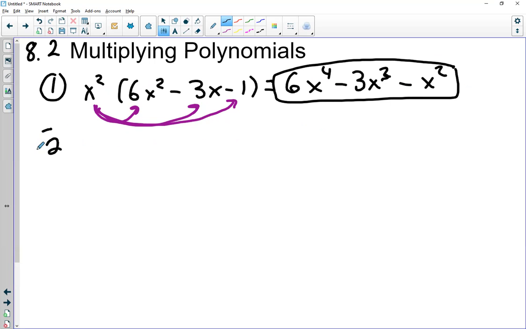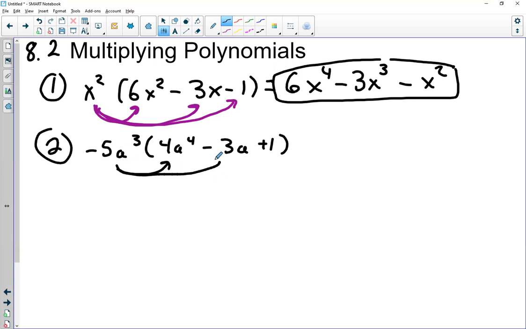For example, number 2. -5a cubed times 4a to the 4th minus 3a plus 1. Here, I'm going to take this -5a cubed, distribute it here, here, here. So it's going to be -20a to the 7th plus, double negative is plus, 15a to the 4th minus 5a to the 3rd.